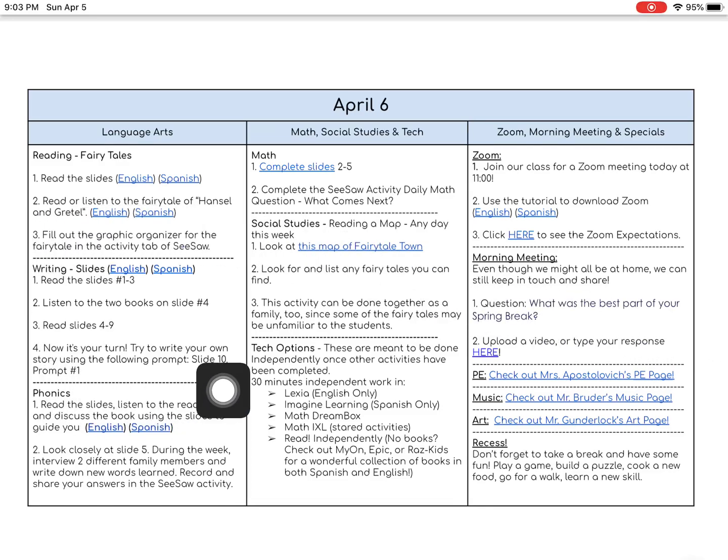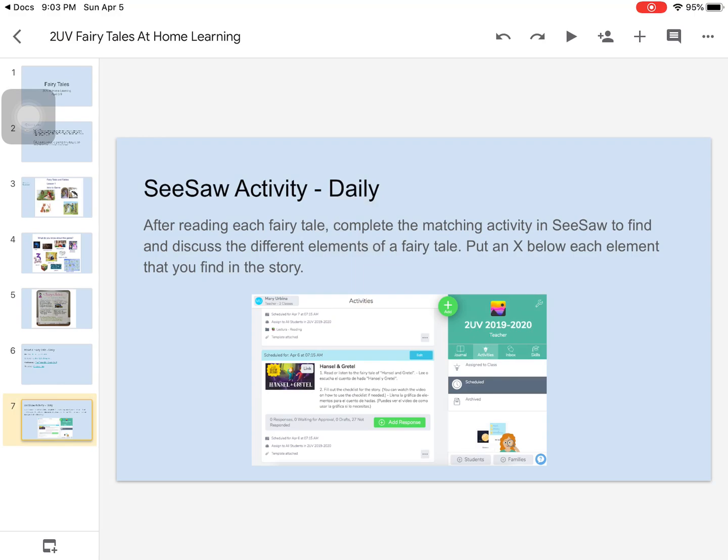Hi guys, I wanted to show you what we're going to be doing for writing this week. So you can find it over here on the language arts side each day. This is starting with day 6. It says to read the slides. So you're going to be reading the slides 1 through 3.